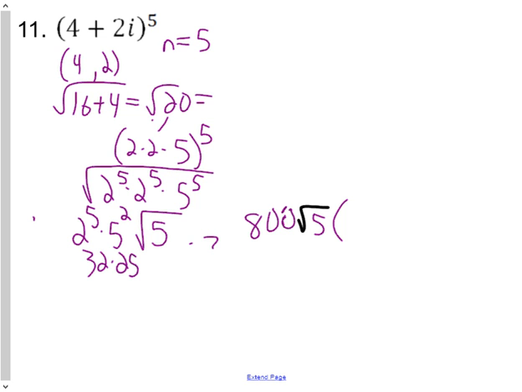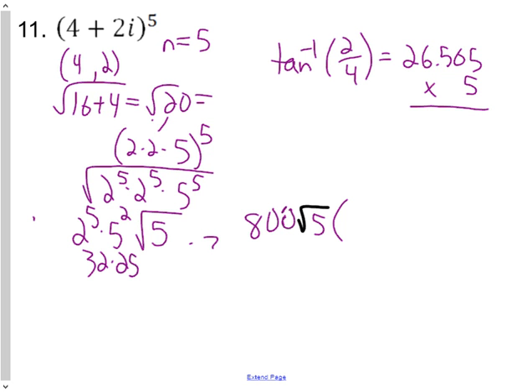Now we need the angle. So then we're doing tan inverse of 2 over 4. Fortunately, this is quadrant 1. We don't have to mess with it at all. 4, 2 is in quadrant 1. So tan inverse of 2 over 4 is 26.565. And then we're going to multiply this by 5. I'm doing something on the calculator right now before I round, and I get 132.825. So the angle is 132.825. Again, it gets multiplied by 5, not to the 5th power.